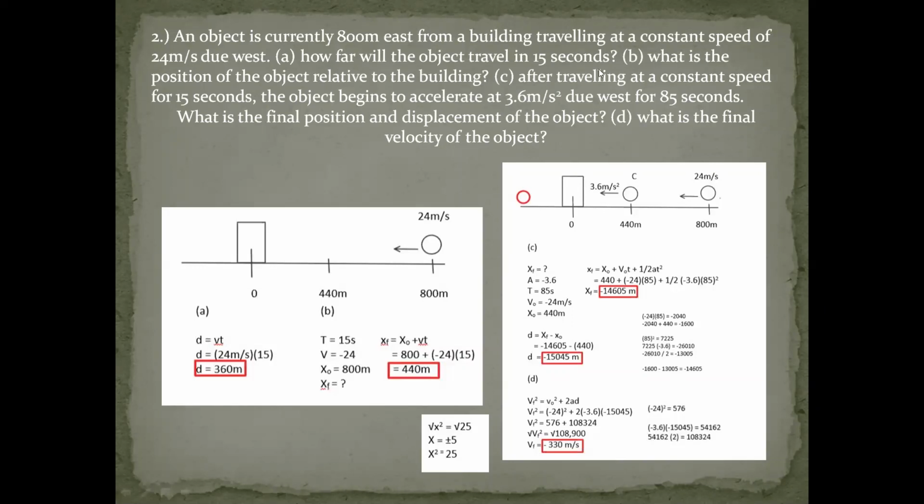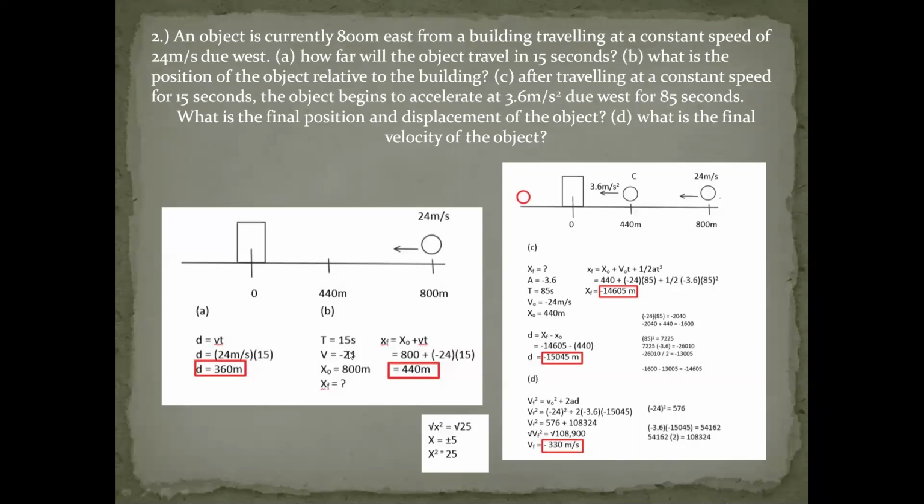All right, so letter B or part B, what is the position of the object relative to the building? So after traveling for 15 seconds, what will be the position of the object? So there are two ways that you can do that. You can subtract the distance, which is 360 meters, from the initial position of the object, which is 800 meters, and you're gonna get 440 meters. But if your professor or your teacher asks you to show a solution, this is what you're gonna do.